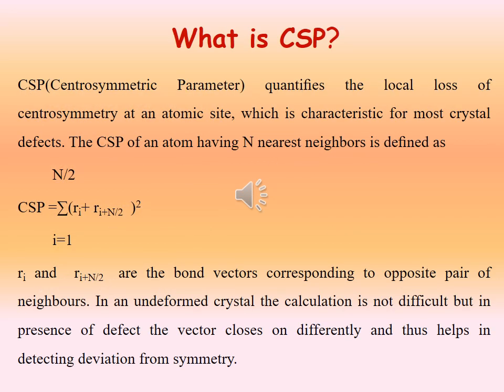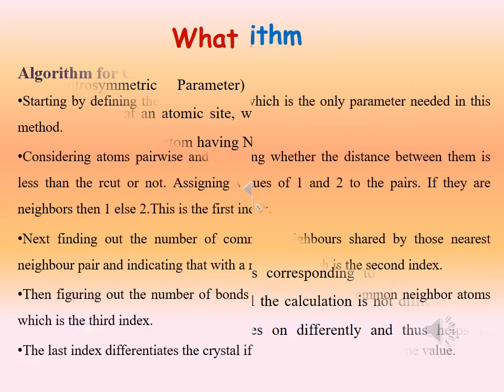CSP. CSP stands for centrosymmetric parameter. It uses a parameter which is given by the formula of summation of |Ri plus Ri+n/2| whole square, i equal to 1 to n/2, where Ri and Ri+n/2 are the bond vectors corresponding to opposite pair of neighbors. In an undeformed crystal, this value of the parameter will come out to be 0, while at the site of atomic defects, this CSP will not be 0, it will be something positive.